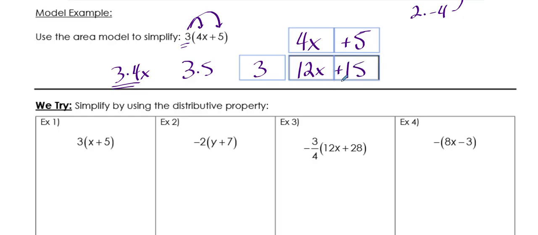So that's showing it as an area. If you wanted to show your final answer, you would really write it as 12x plus 15. That would be the final expression. That's that answer as an area.